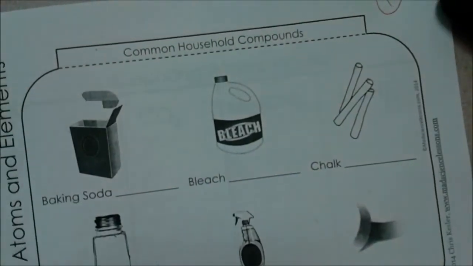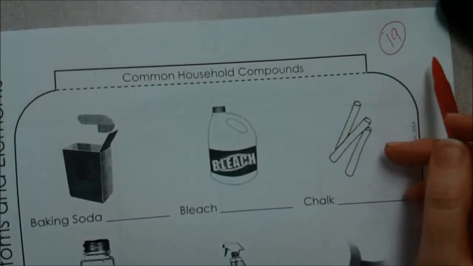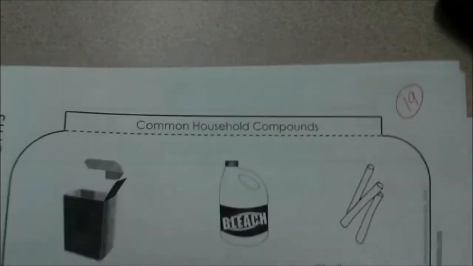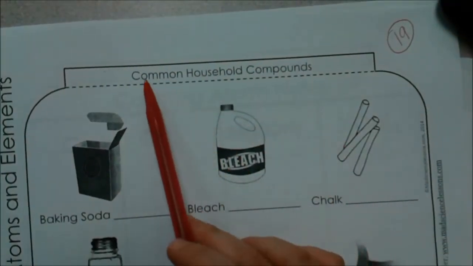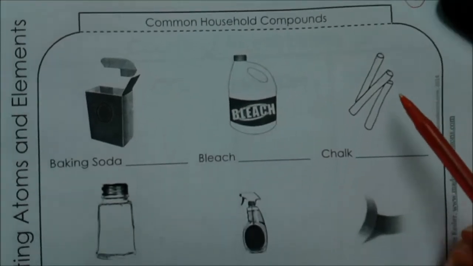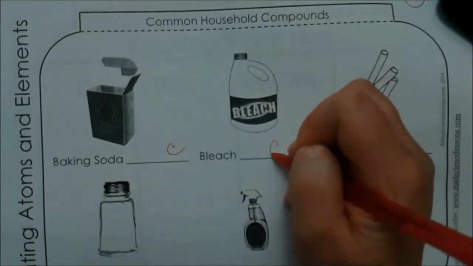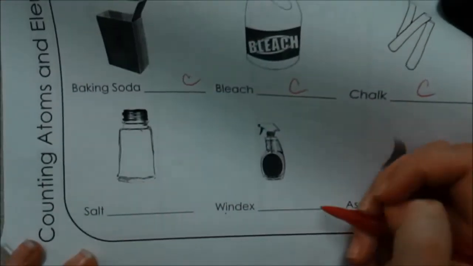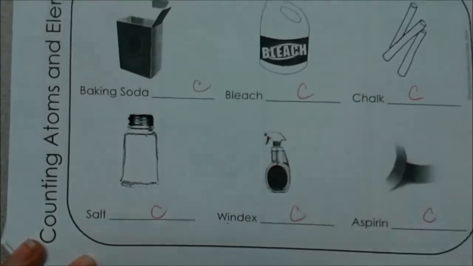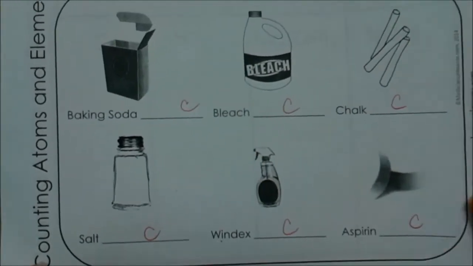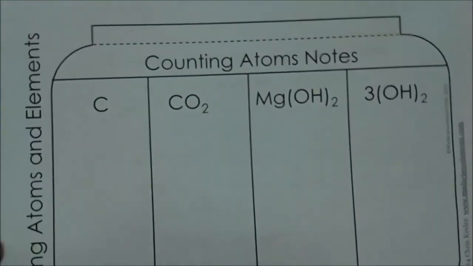Now we're going to go to a flip book on page 19. This table is just to show you the common household compounds that you have inside of your house. So all of these are compounds. And this last page. Next page.